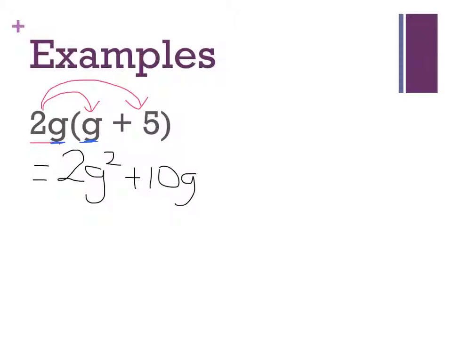What I need to remember is that if I have a number and a pronumeral, I have to multiply both of them by all the elements inside my brackets. And that's it, guys. It's not too hard. That is expanding brackets with pronumerals.